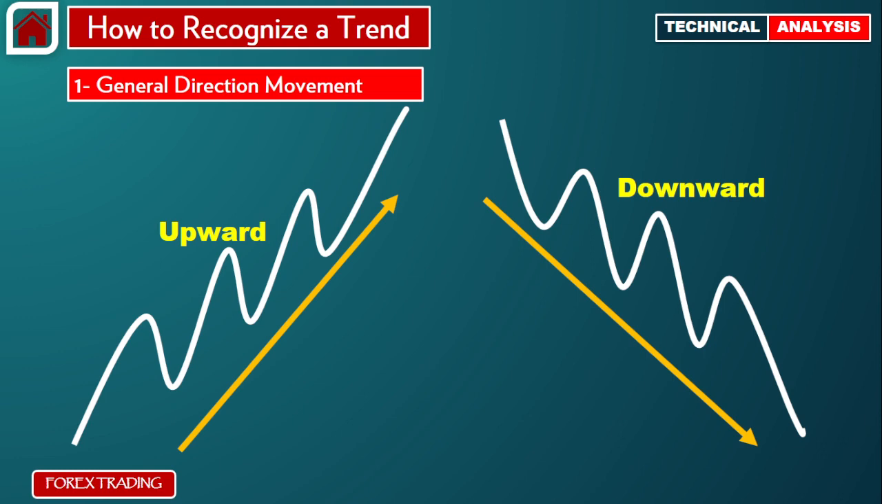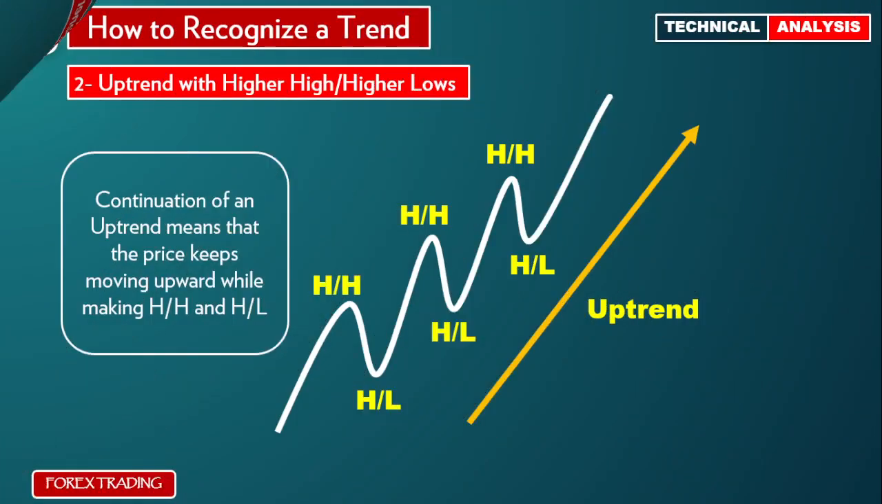General direction movement is very simple and easy. Which way the market is moving, upward or downward. You can just quickly look at it and see which direction it is going. Now number two, uptrend with higher highs and higher lows. Continuation of an upward trend means that the price keeps moving upward while making higher highs and higher lows.